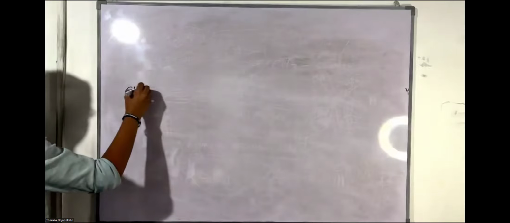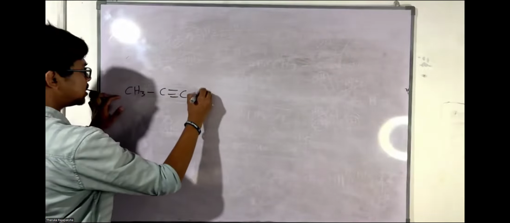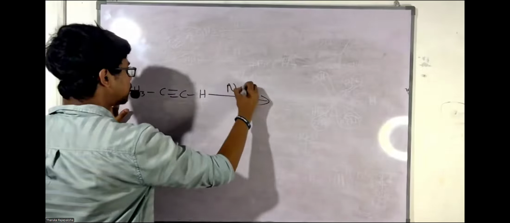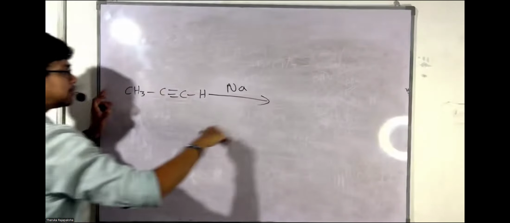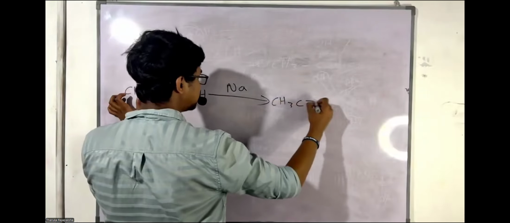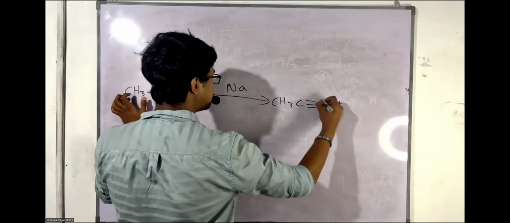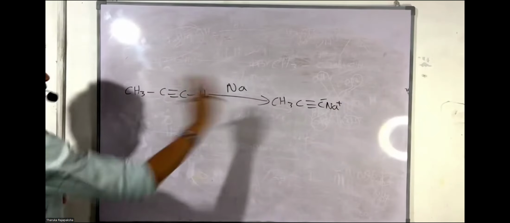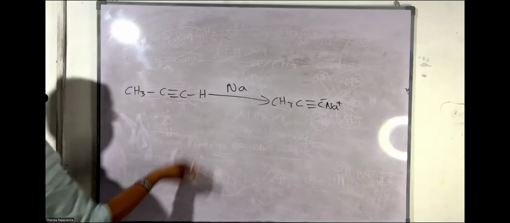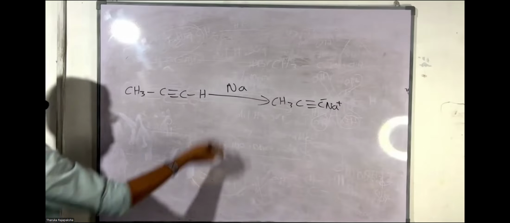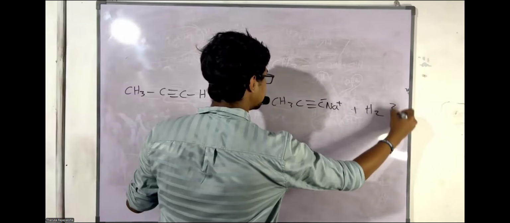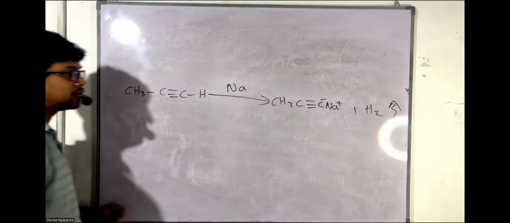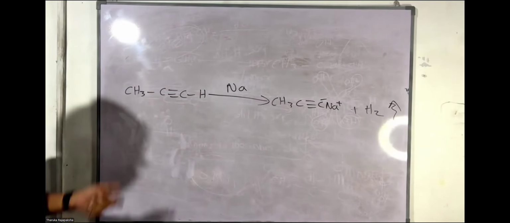For example, it's like this. Now, you have this reaction where you react terminal alkynes with sodium. When you add sodium, this hydrogen will get displaced out of the molecule, and then you will form something like this: carbon minus, sodium plus. It forms like this, and hydrogen will be liberated out of the system. So this is the reaction that normally happens.